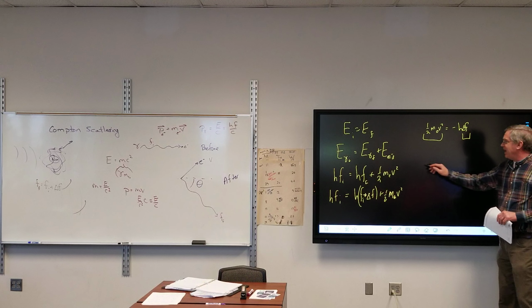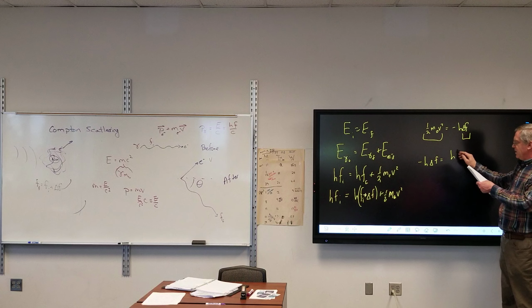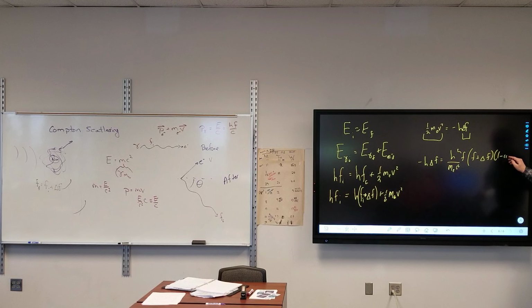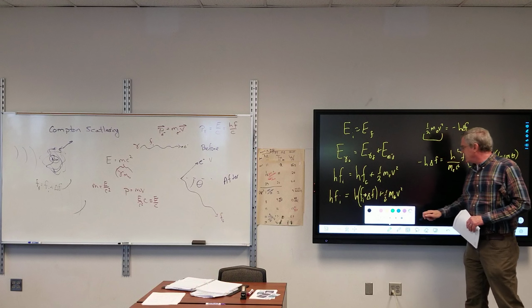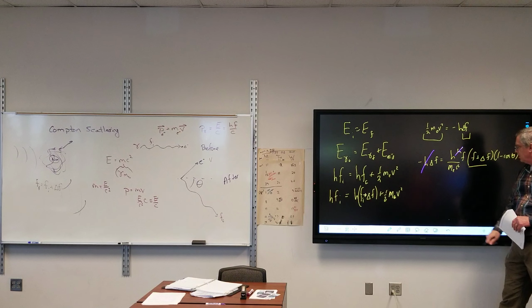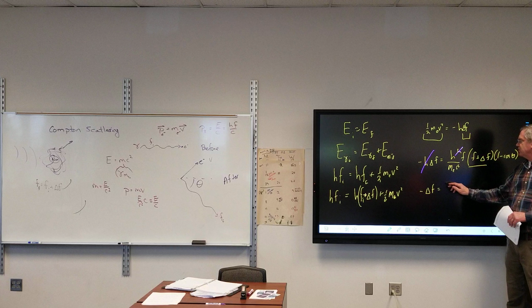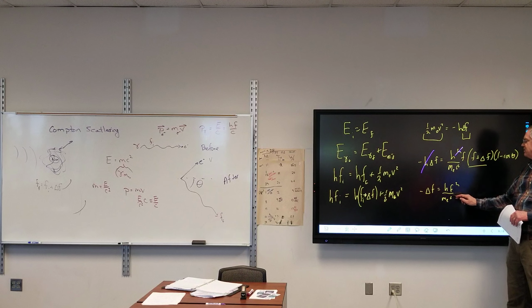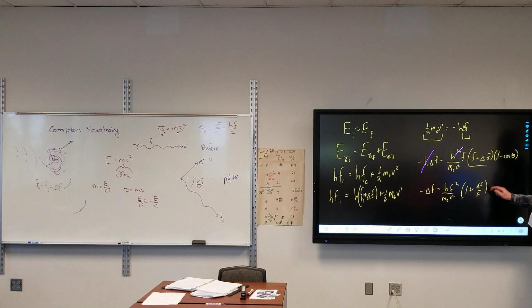Plugging this into the equation we just had, I have negative h delta f equals h squared over m_e c squared F times F plus delta F, 1 minus cosine of theta. And those two h's are still Planck's constant? Yes, absolutely. I am going to factor F out of this expression right here. Actually, I can get rid of one of the h's also. So negative delta f equals h f squared over m_e c squared times 1 plus delta f over f times 1 minus cosine theta.